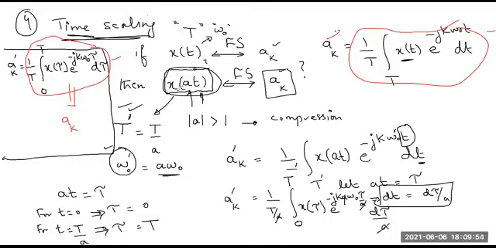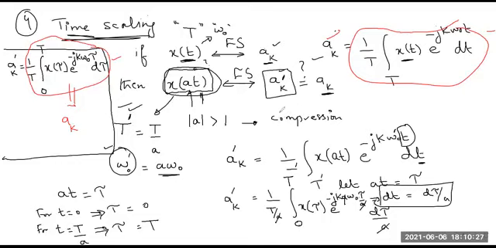So now the Fourier series coefficient. Let's say that we were looking for x of at has a Fourier series coefficient AK dash. And we have proved that AK dash is exactly equal to AK. This is the result that we introduced at the start, that when you apply time scaling operation to a given signal, its Fourier coefficients remain unchanged.